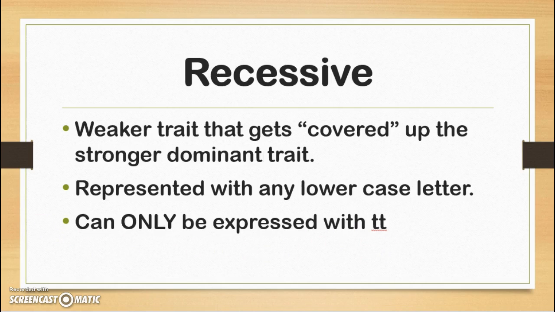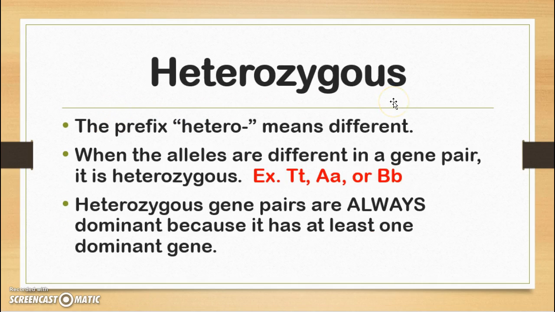The next word would be recessive. Of course, it is the one that's getting covered up if there's a dominant trait that's there. It's represented with any lowercase letter. But the only way you're going to ever have a recessive trait is if you have both of them that's going to be recessive. For instance, when we're talking about the Miller family with David having hemochromatosis, in order for him to have hemochromatosis, he had to be recessive. And in that case, he had to receive a recessive trait from mom and a recessive trait from dad in order to have hemochromatosis.